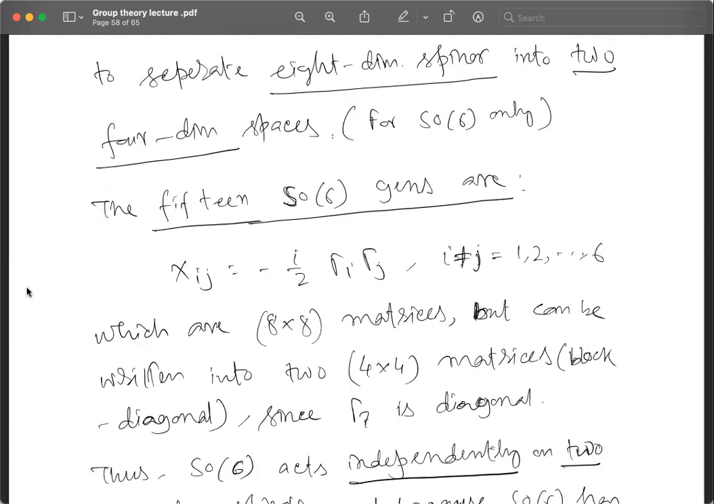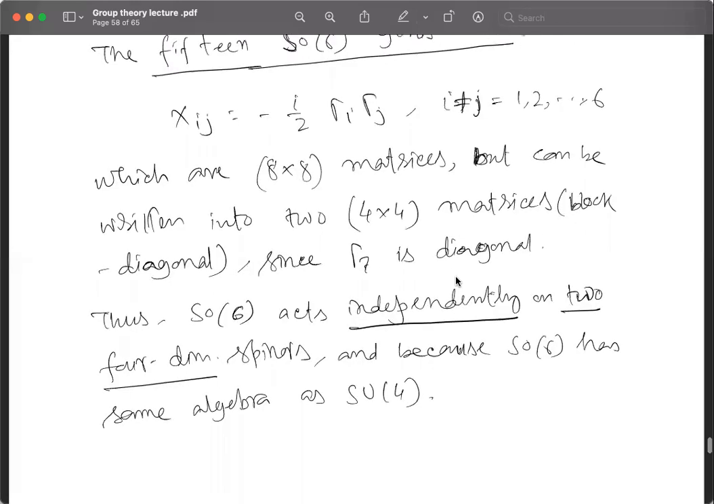So now, the 15 SO(6) generators are, why 15? Because for SO(n), the number of generators is n(n-1)/2, so 6 times 5 by 2 is 15, so there are 15 generators. These 15 generators can be written as X_ij = -(i/2) γ_i γ_j, where i is not equal to j, and they run from 1 to 6, which are basically 8×8 matrices, but can be written as two 4×4 matrices in a block diagonal form. And since γ_7 is basically diagonal, you can project accordingly, right? Because they can act on this thing.